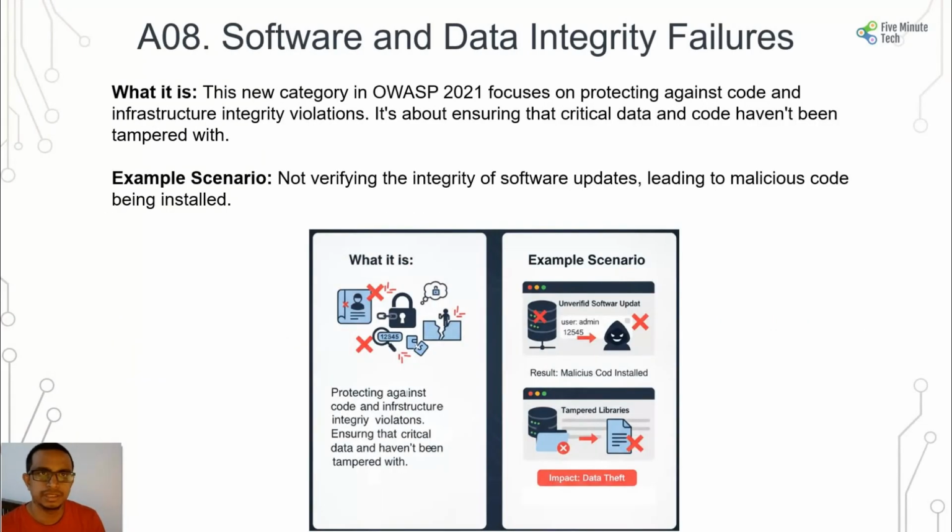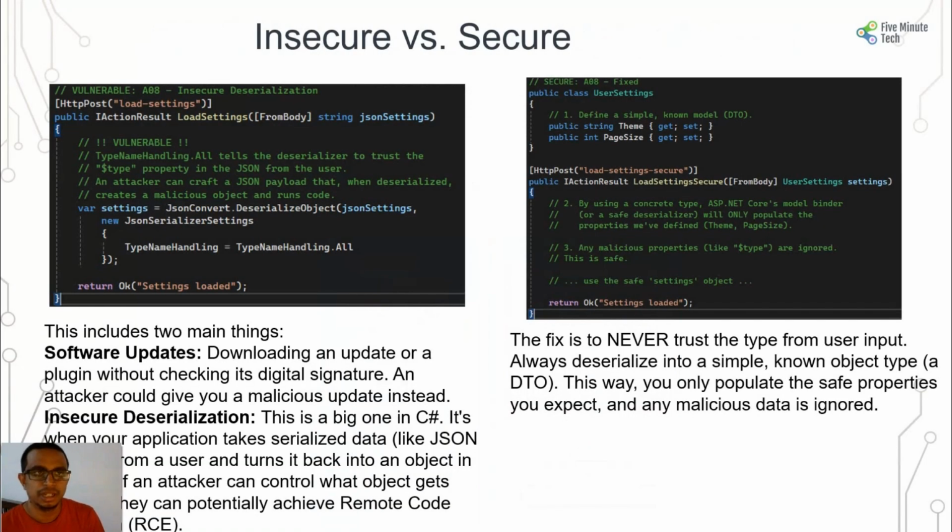The eighth one is software and data integrity failures. This is a new category in 2021, which focuses on protecting against code and infrastructure integrity violations. It's about ensuring critical data and code haven't been tampered with. For example, not verifying the integrity of software updates can lead to malicious code being installed in your application or on the server. The first example is downloading an update or plugin without checking its digital signature, where an attacker could give you a malicious update instead.